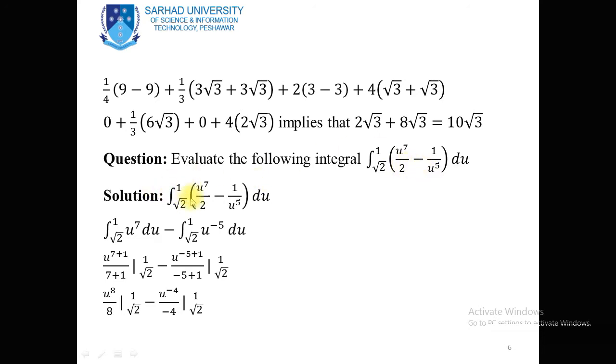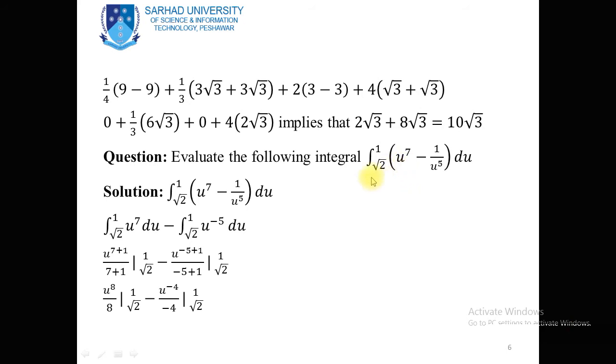So first of all, taking the integration of u^7. The integration of u^7, like you see over here, 1 over 2 will be as it is, and the integration of u^7 is equal to u^(7+1) divided by 7+1. And similarly the integration of u^5, so we can write 1 over u^5 as u^(-5).